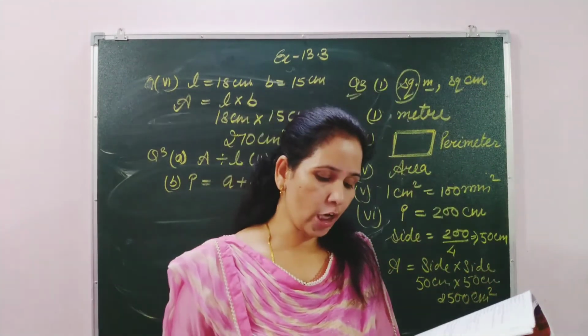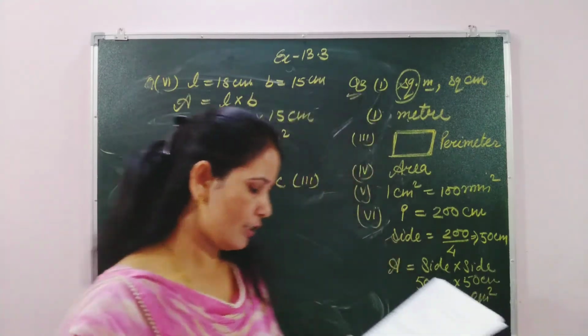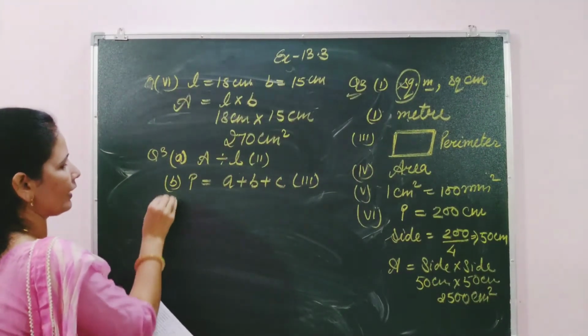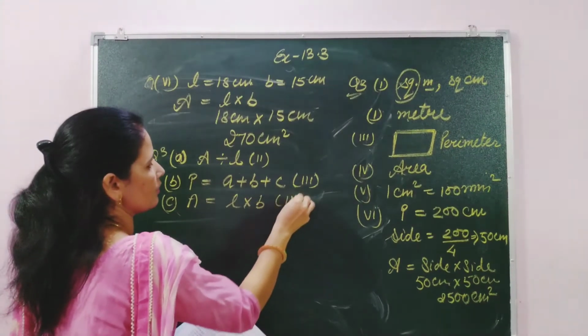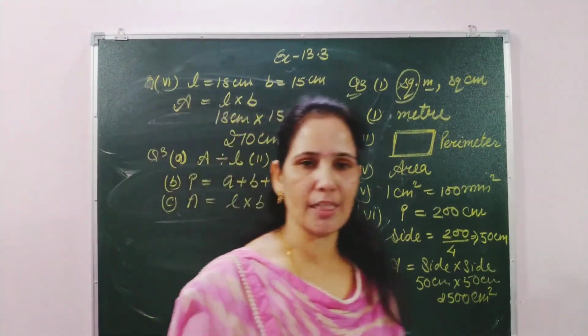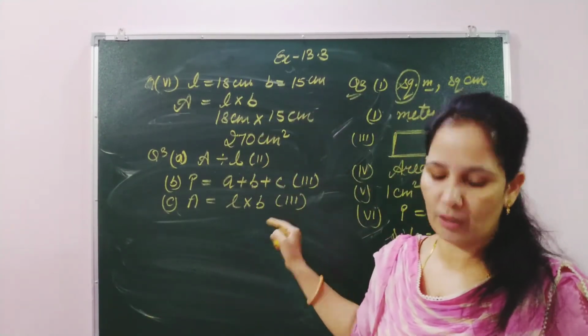C option, area of rectangle with length and breadth. Since we know very well, then area of rectangle is length into breadth. That means it's third option. Area of rectangle is length into breadth. That means we choose the option third.